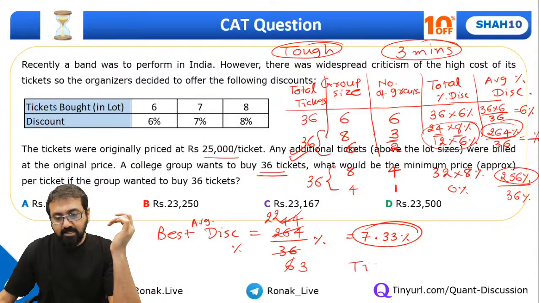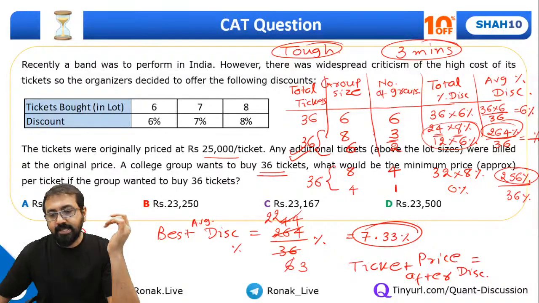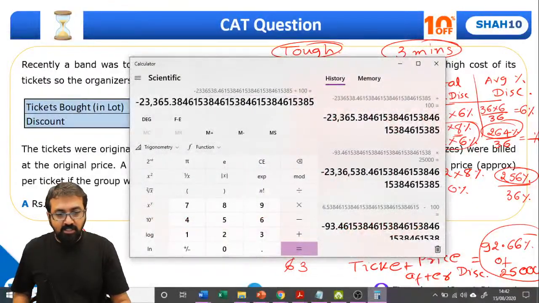So ticket price after discount should be, you can say, 92.66% of 25,000. Guys, please calculate this. 92.66% of 25,000. Let's use calculator.